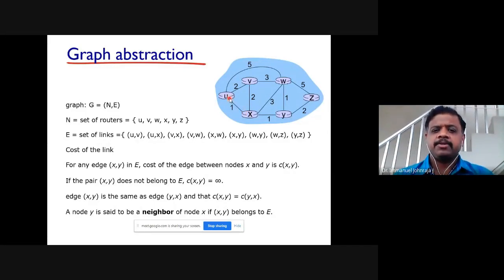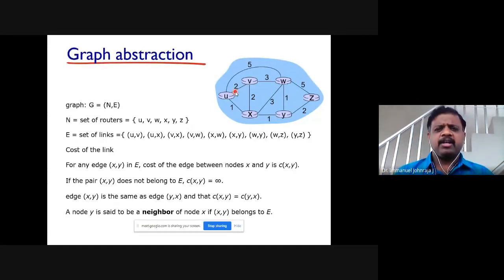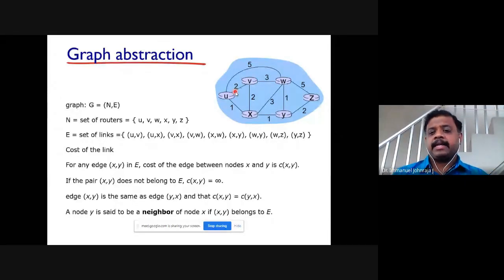There is a link connecting routers U and V, denoted by this straight line, and there is a number also associated with it. Let's see what this line, what this UV, and what these numbers mean, as that will help us learn further. We can always take computer networks as a directed or undirected graph. You know what a directed graph is?